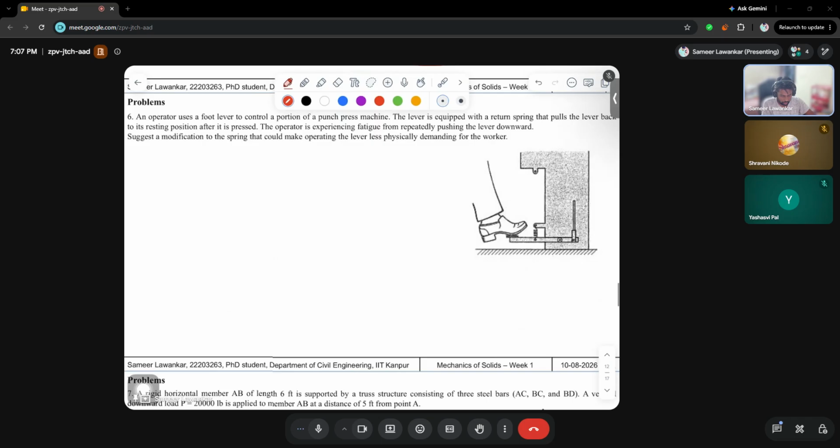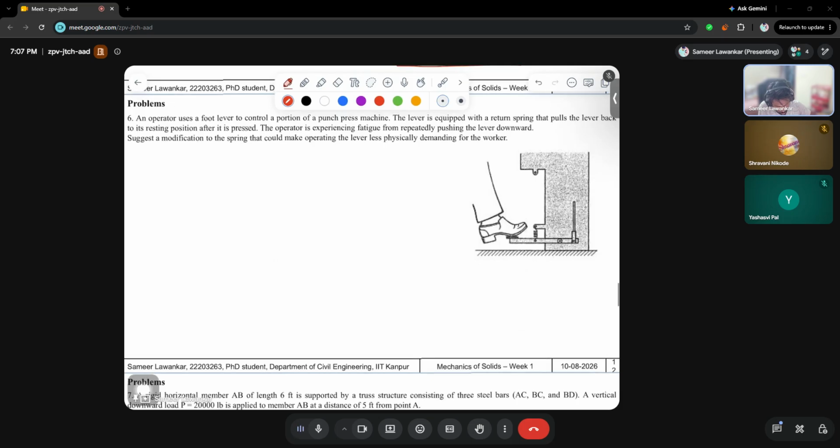Okay, now let's move on to the next question. That is a little bit of a theoretical question. The question says that an operator uses a foot lever to control a portion of a punch press machine. This is an example of a punch press machine. The lever is equipped with a return spring that pulls the lever back to its resting position after it is pressed. The operator is experiencing fatigue from repeatedly pushing the lever downwards. His work is to repeatedly push it up and down. Suggest a modification to the spring so that we could make the lever less physically demanding for the worker.